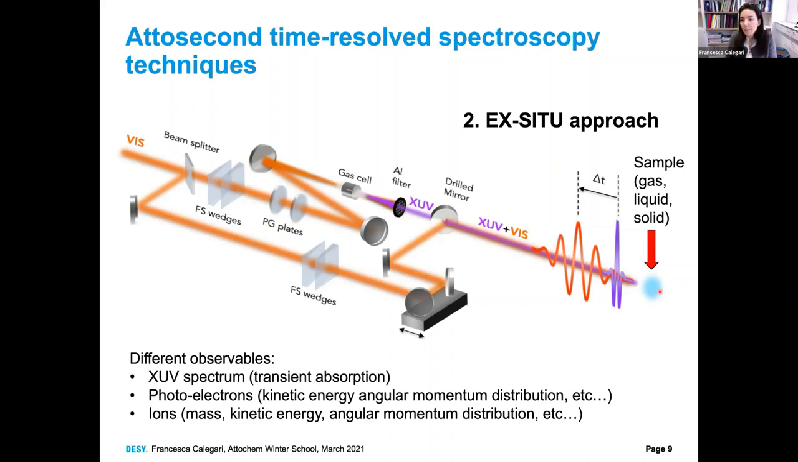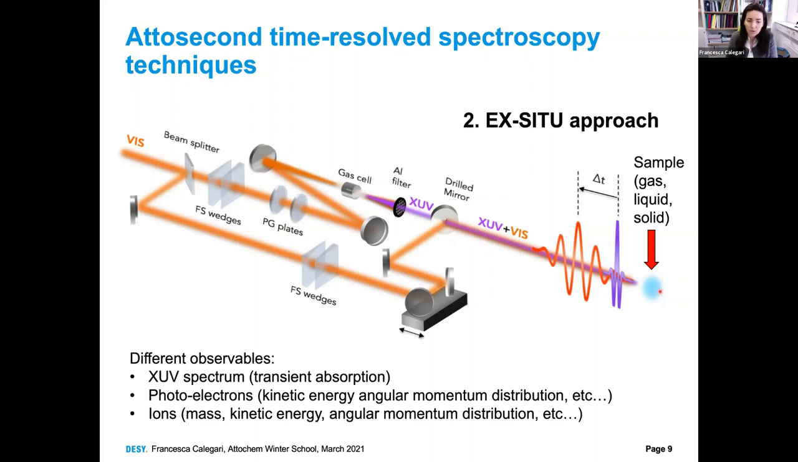And here, the point is that I need to get an observable to track as a function of the delay between the XUV and the near infrared pulse. And there are different observables indeed that I can have. So one is that I can, for instance, measure the transmitted XUV spectrum as a function of the delay between the pump and the probe pulses. And this is the transient absorption technique that I think will be presented in the next lecture.